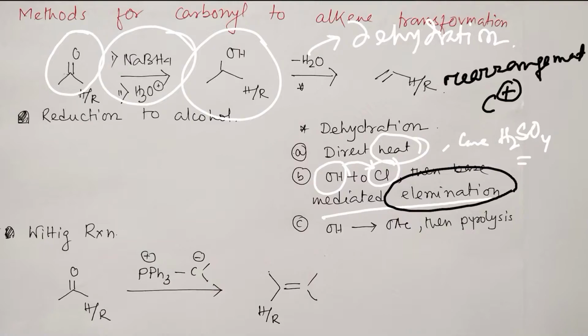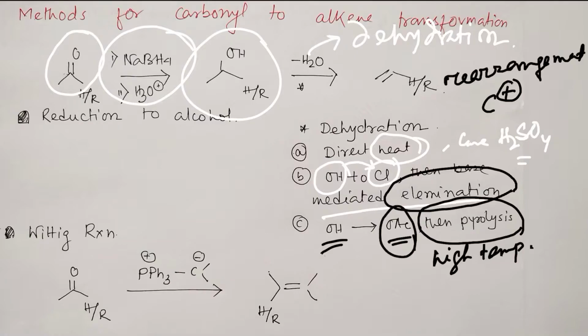Another type of method is OH to OAc, then pyrolysis. This reaction proceeds through a pericyclic mechanism but requires high temperature. For that reason there is another modification: instead of acetate we can prepare xanthate, and in that case a relatively lower temperature is enough for this conversion. But all these have some individual limitations. So this is point number one.